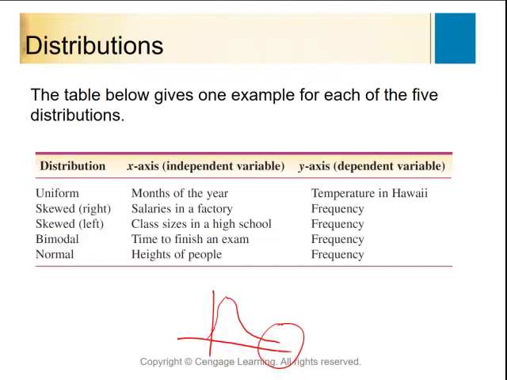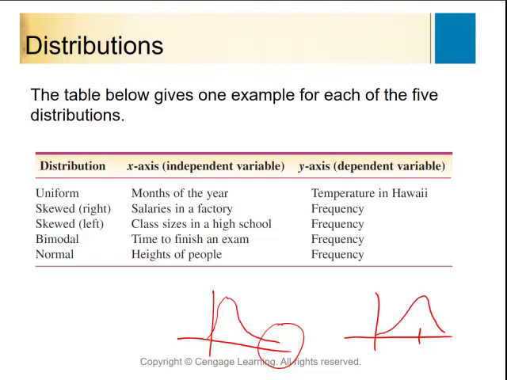And then class sizes in high school. They don't mind for your classes to be big, but they do mind for your classes to be small, so they cancel those classes. So you would have your mean skewed more over there to the right, so it would be skewed to the left.